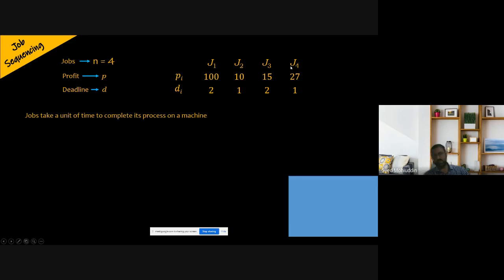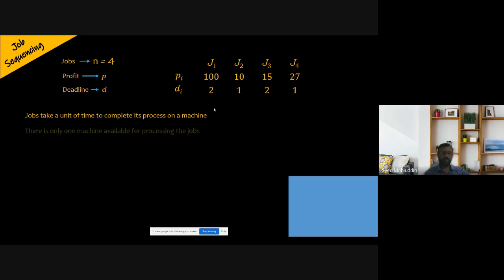J1, J2, J3, J4 each take 1 unit to complete, but each should be completed by its deadline, up to 2 units. We will come to that part. We will use a timeline and look at it.